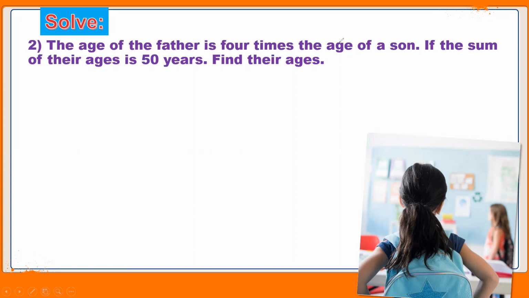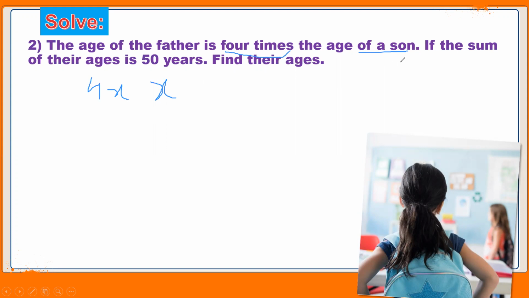So now, what is given in this question? Age of the father is 4 times the age of the son. First, we have to suppose. What we have to suppose? We have to suppose the age of the son. Let's suppose the age of the son is x. So what will be the father's age? The father's age will become 4x. If the son's age is equal to x, the father's age will become 4x.